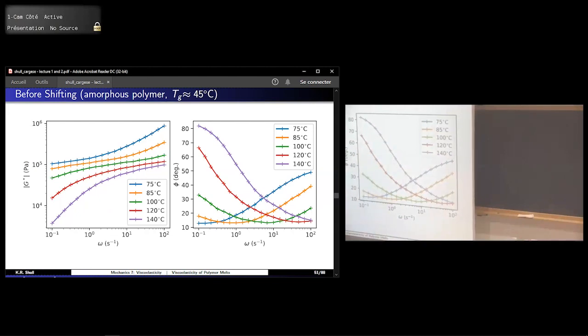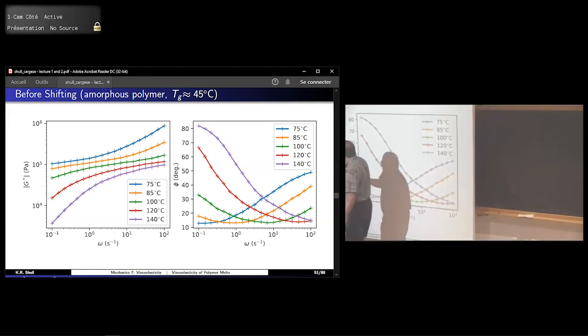And one nice thing about just looking at the magnitude of this is that the magnitude always has to basically decrease with temperature and increase with frequency, just like I'm showing here. So this is what you actually measure. And you shift these things along this axis.